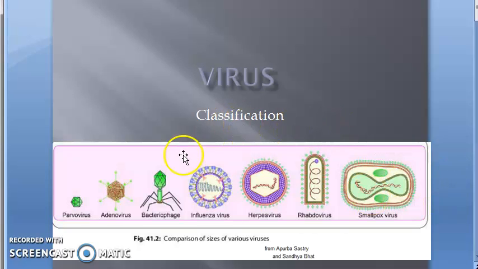Classification of virus. See, the parvovirus is so small, smallpox virus so big, everything else in the middle. The rhabdovirus that causes rabies looks like a bullet. Rabies virus looks like a bullet. We have taken the information from the Apurva Shastri and Sandhya Bhatt textbook.